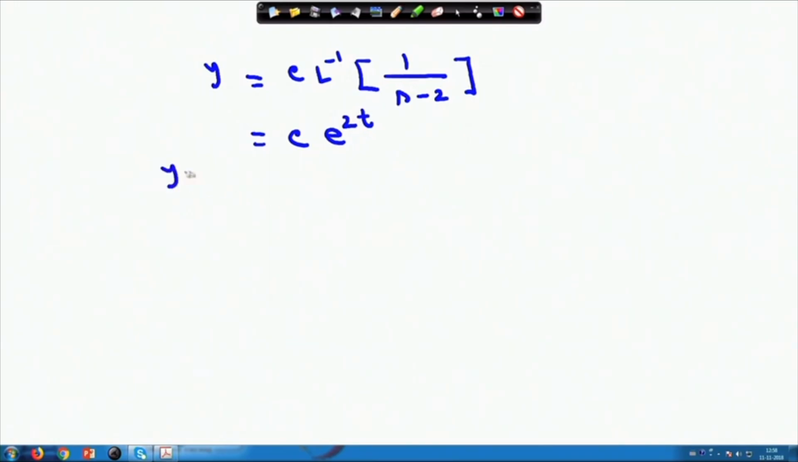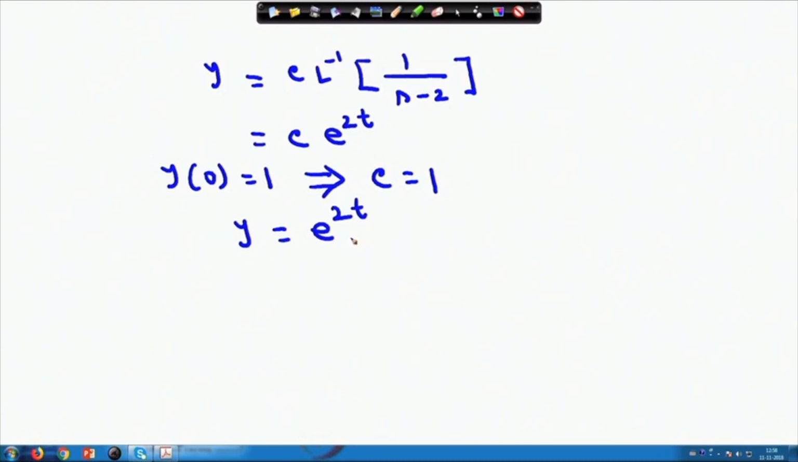Now, I have a condition, that is y 0 equals 1. So, if I use y 0 equals 1, y at t equals 0 is 1, then I will obtain the value of c as 1. So, I will obtain y equals e power 2 t. So, the solution of my equation is now e power 2 t.